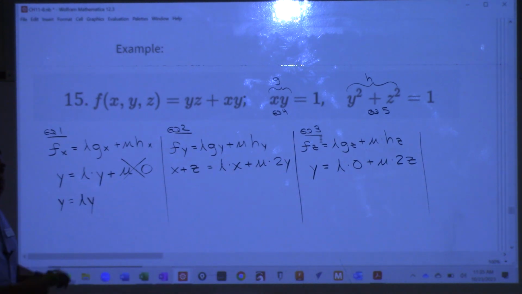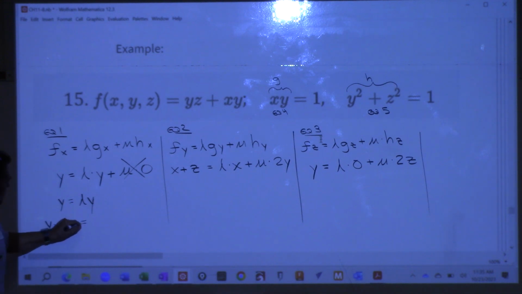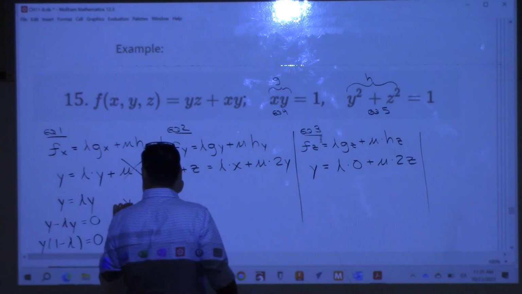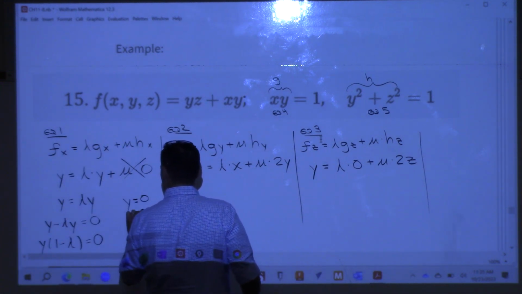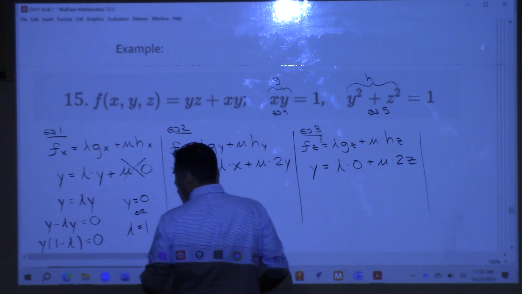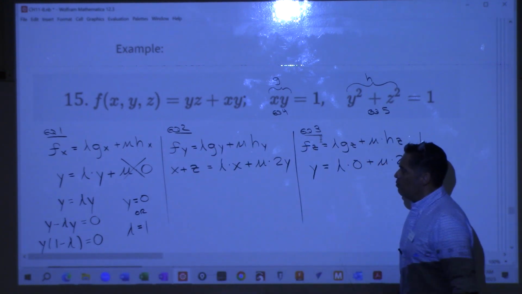Lambda y, and this is what we were talking about a second ago. Let's move everything over to one side. Factor out a y. And you get two possible answers here. Y is 0 or lambda is 1, right? Okay, can y be 0?